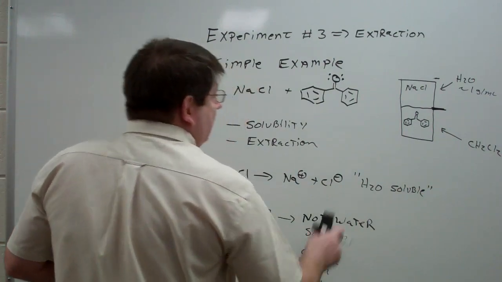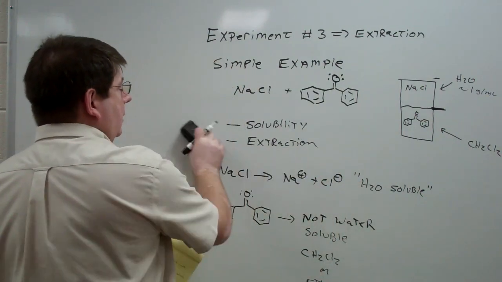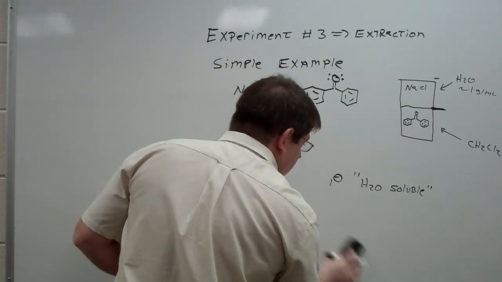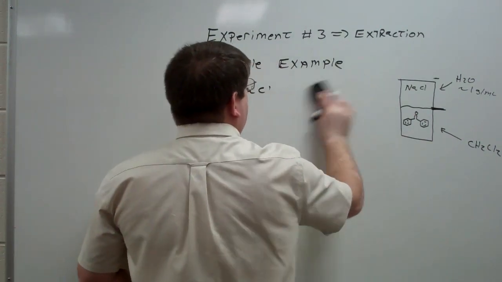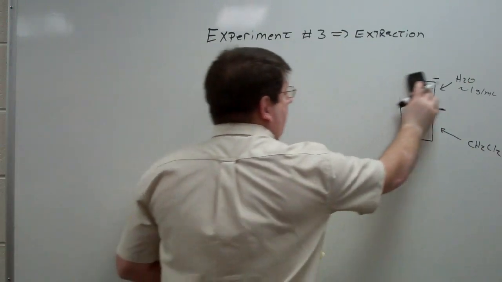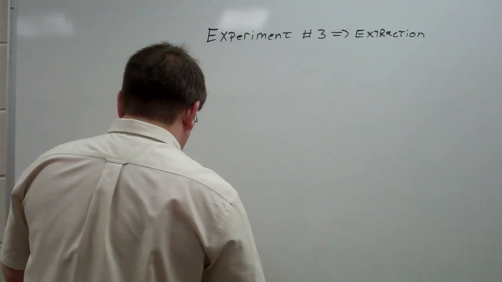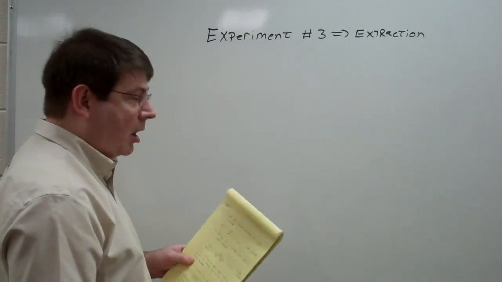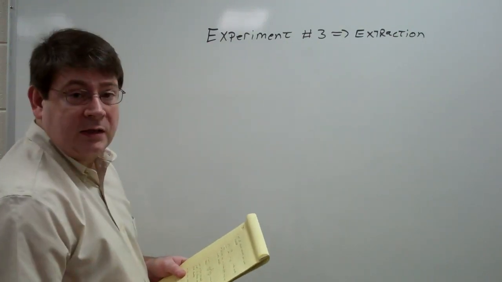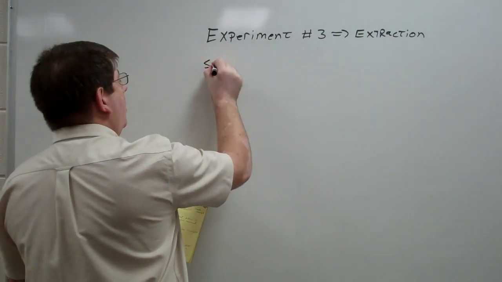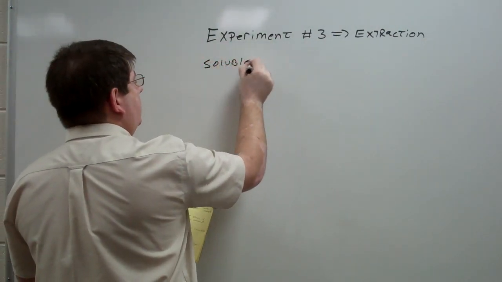Now, this is a very simplified example, and not all examples are quite that straightforward, because it turns out that there are some organic molecules that are soluble in water, and we need to know that beforehand. So let me give you an example of some organic molecules that are both soluble and insoluble in water. The water-soluble compounds we'll list first.